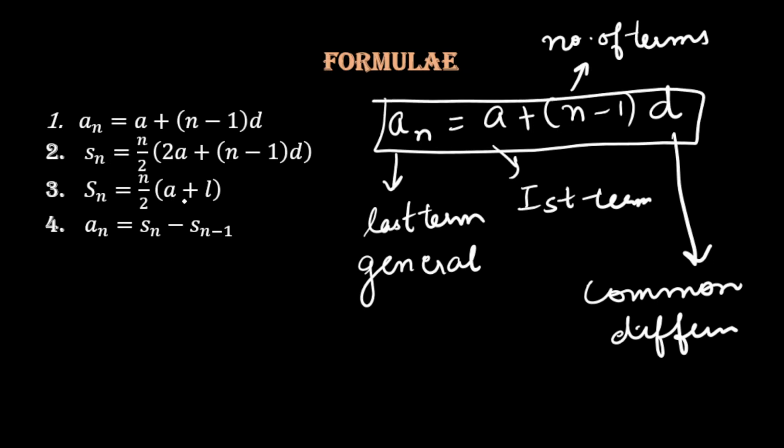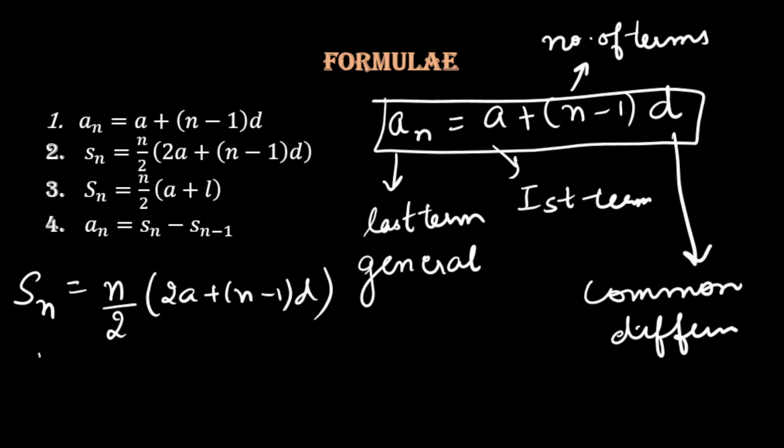Then we have the formula for the sum of terms in the sequence. The sum we will write as Sn. For Sn we have two formulas. The first one is n by 2 into (2a plus (n minus 1) into d), and the second formula is Sn equals n by 2 into (a plus an), or l you can write.